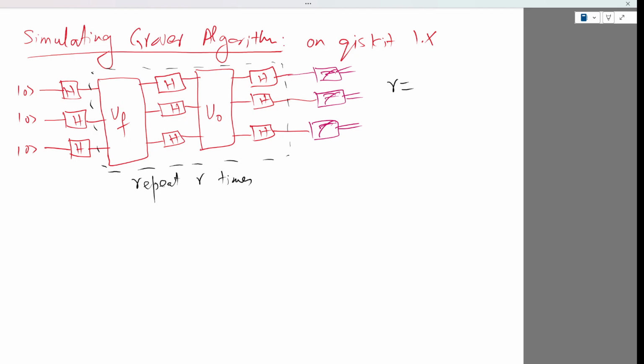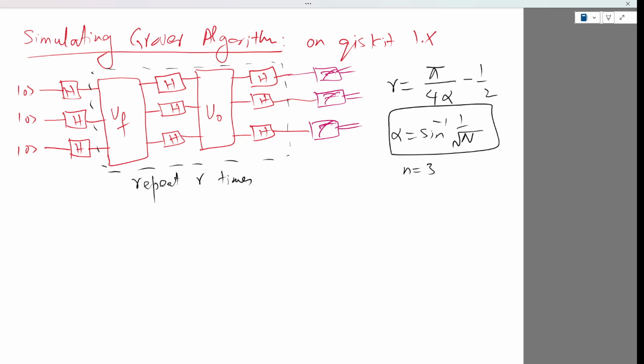R we found was to be computed as pi over 4 alpha minus half, where alpha was sine inverse 1 over square root of N. So in the present case, if number of bits are 3, then N would be 2 power 3, equal to 8. Okay, and then we can apply the flooring function on R. So if let's say R comes out to be 3.4, we will take R to be its integer part. So we will select only 3.